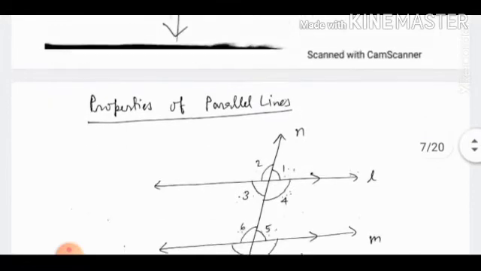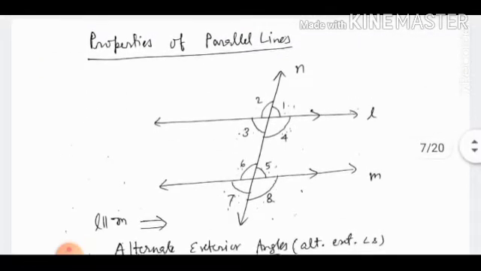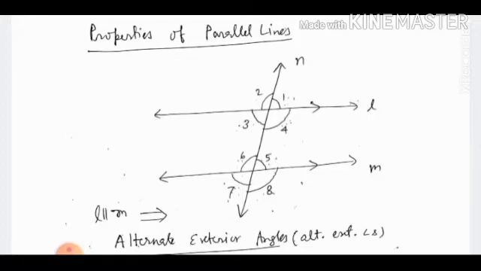Now properties of parallel lines. Here line L is parallel to M and a transversal intersects it. And we can see there are four pairs of angles formed at the points of intersection with L and M. L is parallel to M. This implies that alternate exterior angles are equal. Here you know exterior means outside. Here you can say exterior angles are angle 1, angle 2, angle 7 and angle 8.